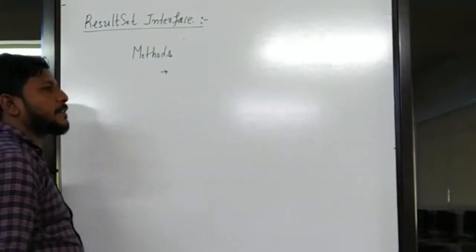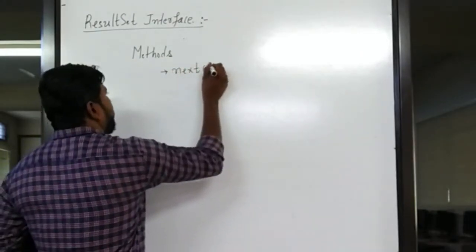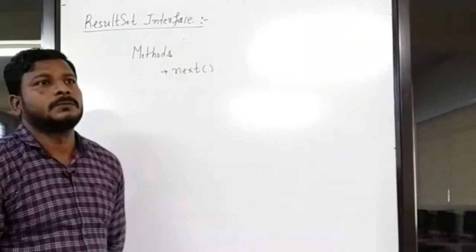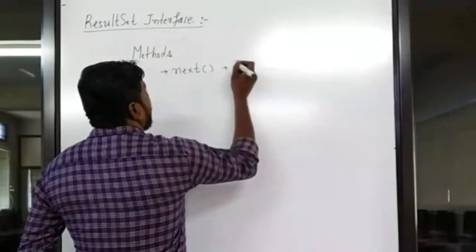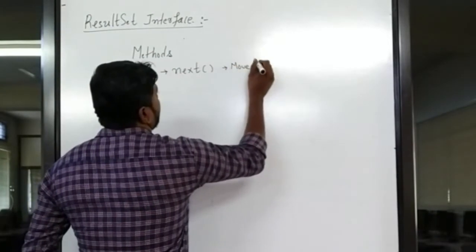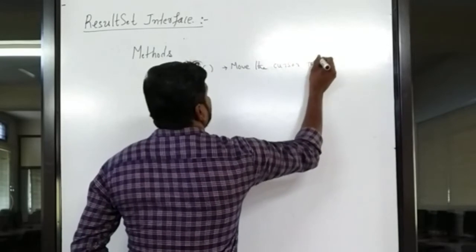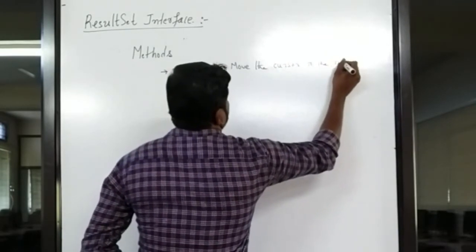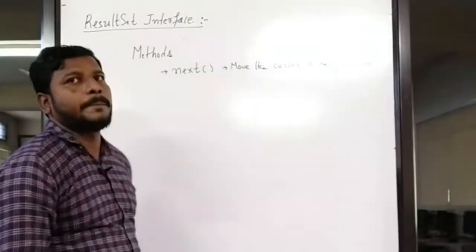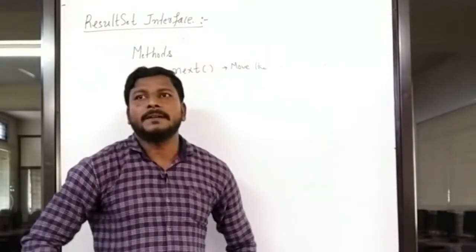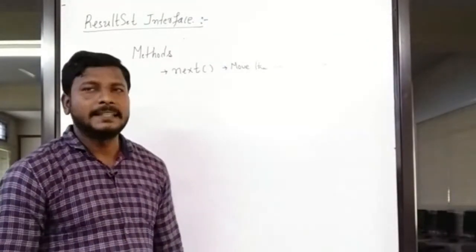Okay, the first method you can use over the result set is next, which is used to move the cursor or the pointer to the next row from the current position of the cursor in the result set. That I will tell you.